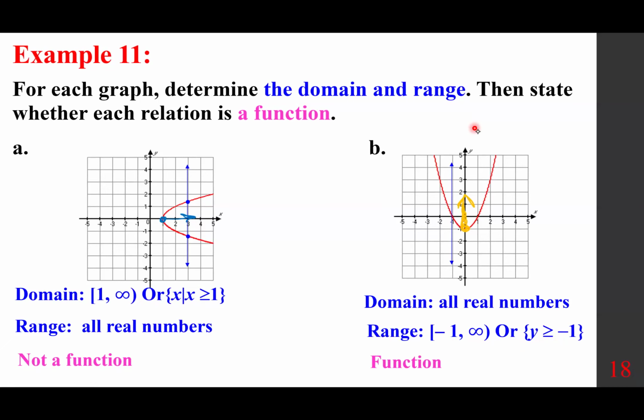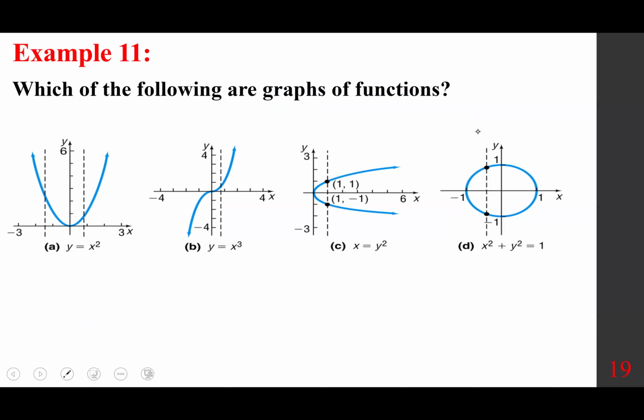So yes, it's a function. Which of the following are graphs of functions? This one is a function, this one is a function, this is not a function, this is not a function. Clearly, by looking at a vertical line test, you see these two do pass a vertical line test. This one clearly fails the vertical line test, and this one clearly fails. Therefore, the first two represent functions and the last two don't. Yes, yes, no, no.